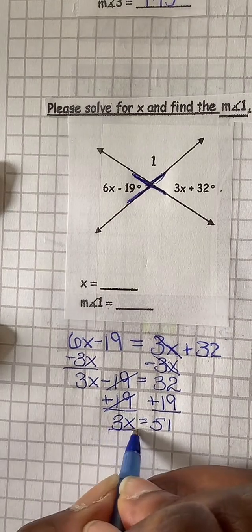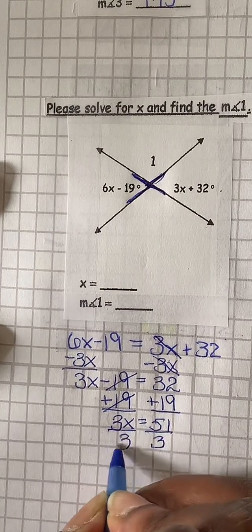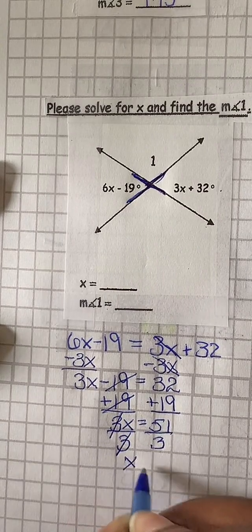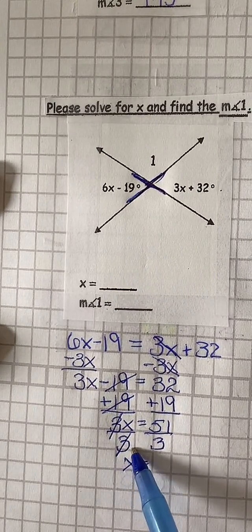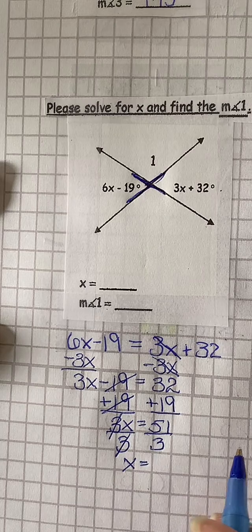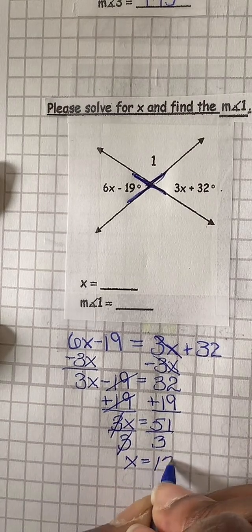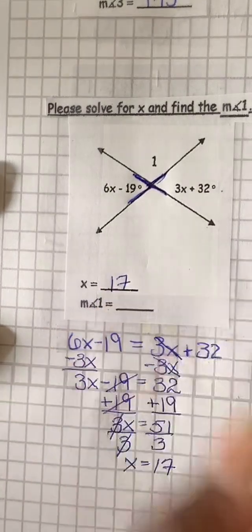Now I want to divide both sides by 3 because I'm trying to isolate my x. I want to get my x by itself. So you're not dividing by 3x, you're just dividing by 3. So now you got your 51 divided by 3, x is 17. So we got this part.